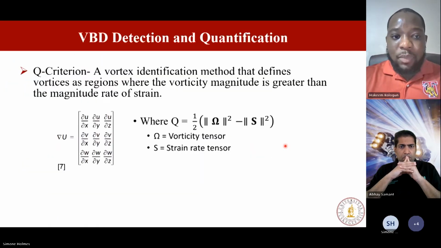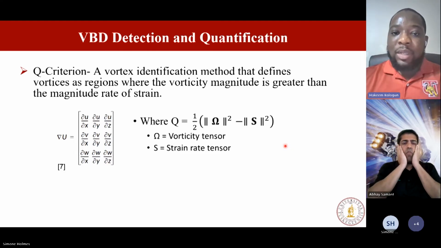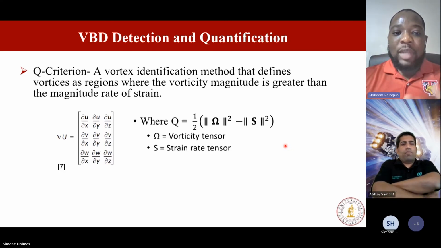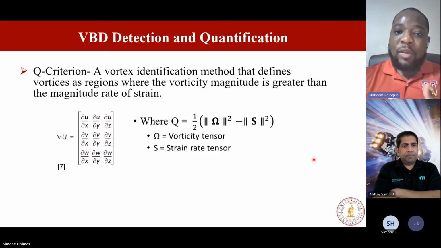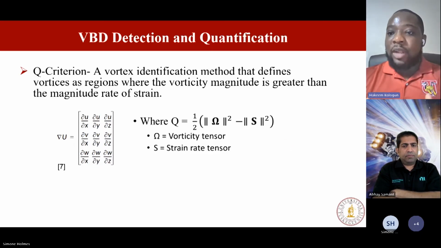So I want to talk about vortex breakdown detection and quantification. The slide I showed before was a dye flow visualization. That's what we call a qualitative experiment. For the purpose of my experimentation, I wanted to do qualitative and quantitative experimentation. In order to do that, I'm using a vortex identification method called Q criterion. That simply defines vortices as regions where the vorticity magnitude is greater than the magnitude of the rate of strain.